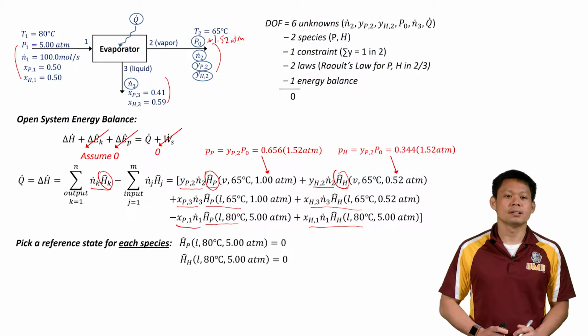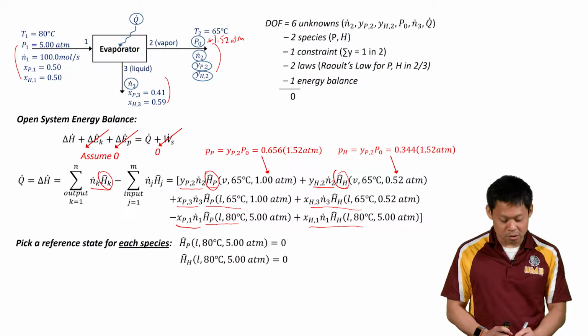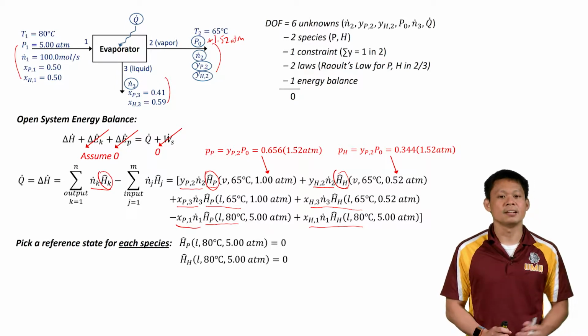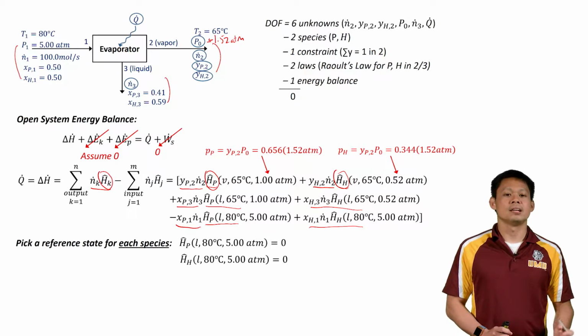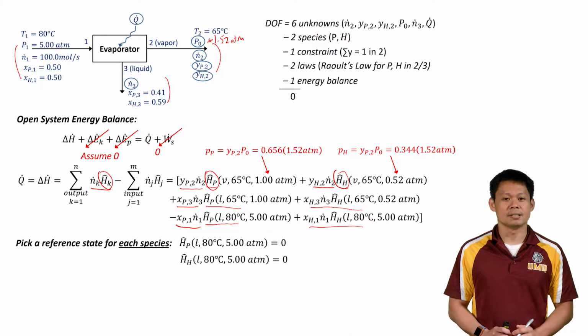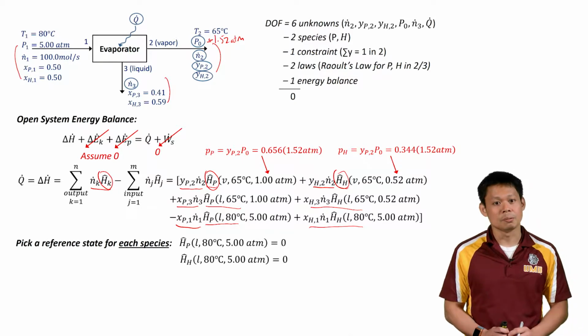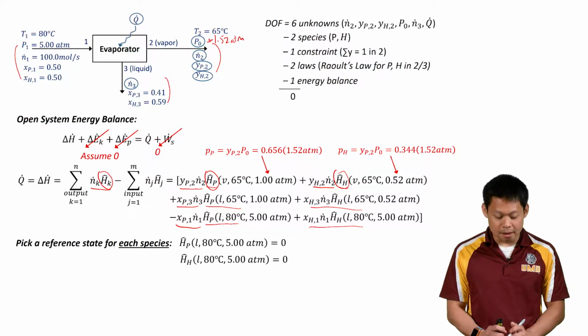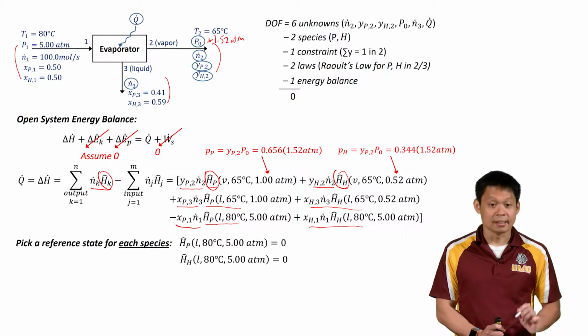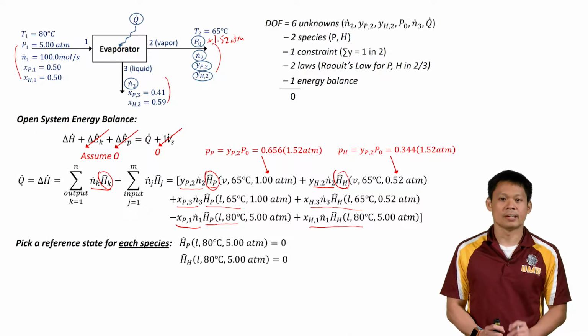So I'm going to pick the reference state as my input stream. So my pentane is going to be liquid, 80 degrees C and 5 atmospheres. Same thing with hexane, liquid, 80 degrees C, 5 atmospheres. So those are going to be my reference states. The enthalpies at those points are going to be 0. So all I need to evaluate are the other 4 enthalpies.